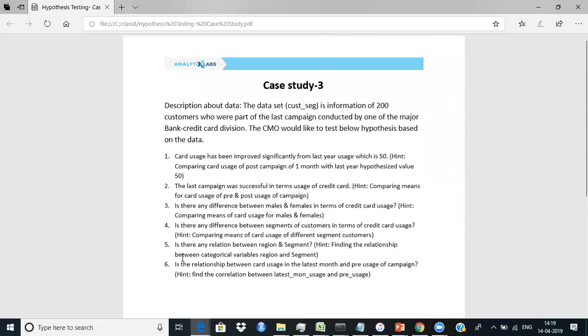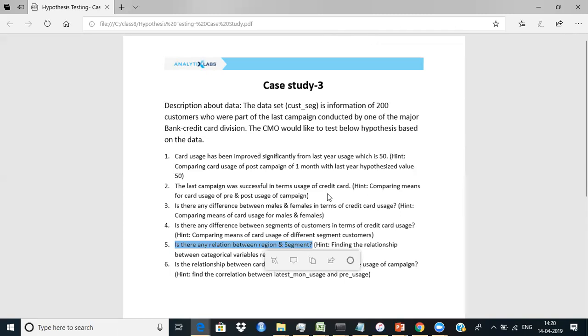Okay. Now, fifth scenario, right? Just read this, and then tell me if you understand what we are trying to do. All of you remember the data, right? Region was 1, 2, 3, 4, 5. Segment was 1, 2, 3.